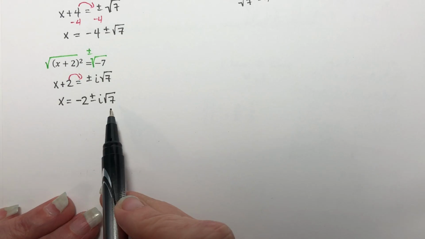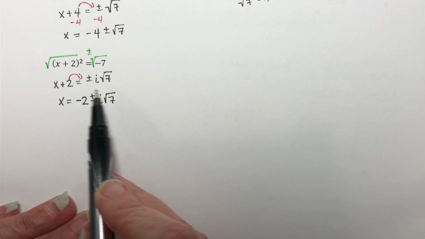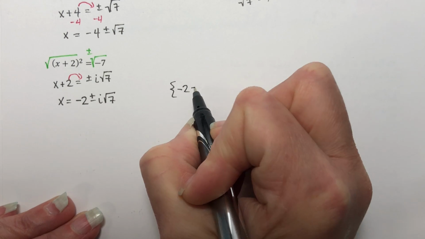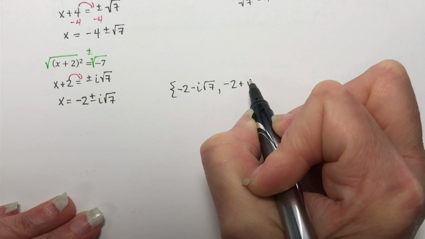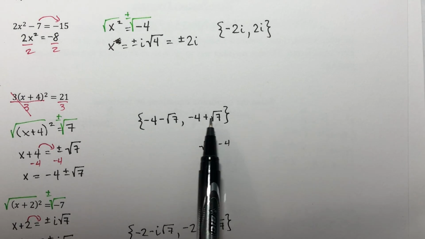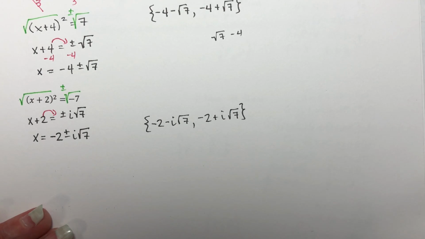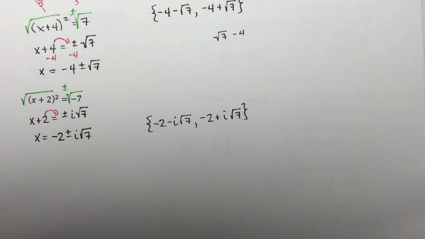When you're dealing with a complex answer, your i always has to go last. You don't have a choice here. Your two answers are -2 minus i√7 and -2 plus i√7. That's another reason to go ahead and write it in this order, so you don't have to keep these two separate. Okay, so we have factoring, but factoring doesn't always work.